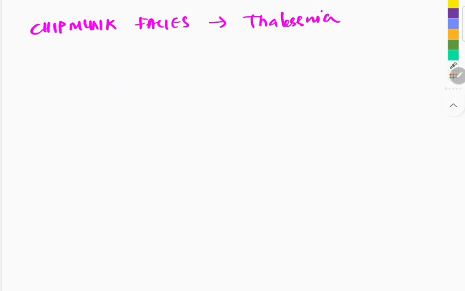Okay, let's continue, guys. Okay, chipmunk facies. Where can you see chipmunk facies? Very, very important, okay? This will be given in the question. It is seen in thalassemia. And why does a thalassemia patient have chipmunk facies? I'll show you the picture of chipmunk facies. But before that, tell me, why does this occur? Because the maxillary prominence will be increased because of hematopoiesis.